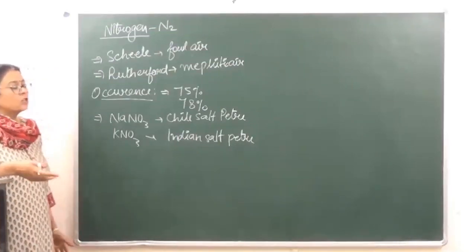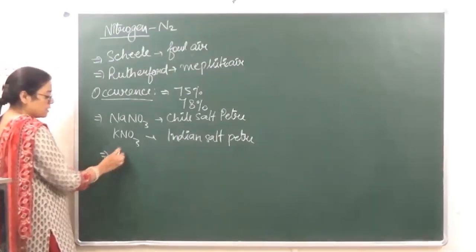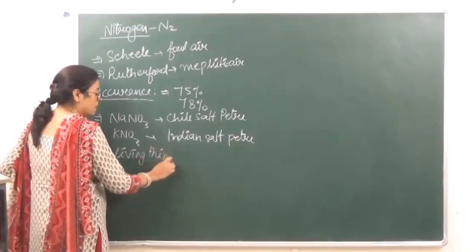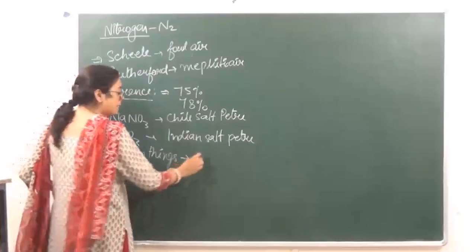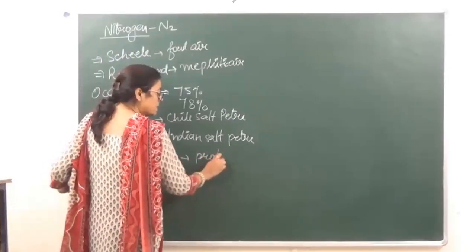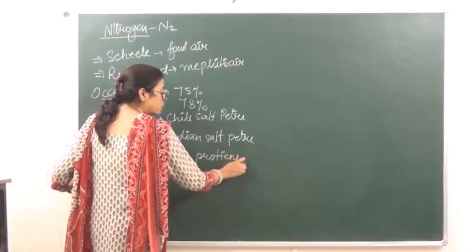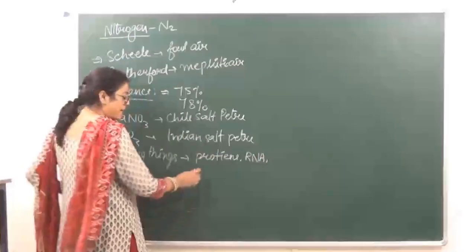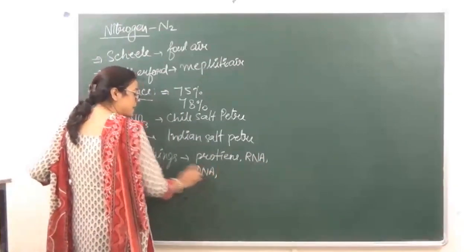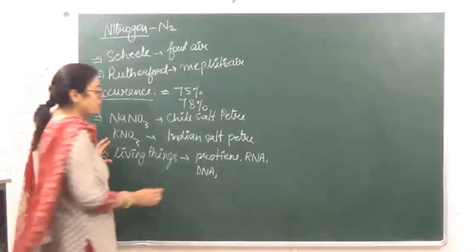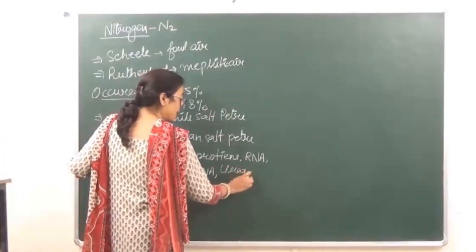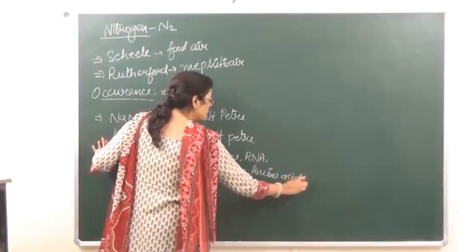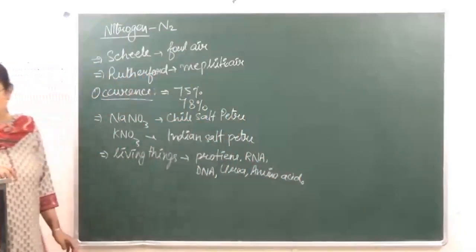Now, apart from this, in the atmosphere, it is a constituent. It is an important constituent of all living things, as it is present in proteins, it is going to be present in nucleic acids, RNA and DNA, ठीक है? It is also present in urea, and then it is also present in all the amino acids, right?